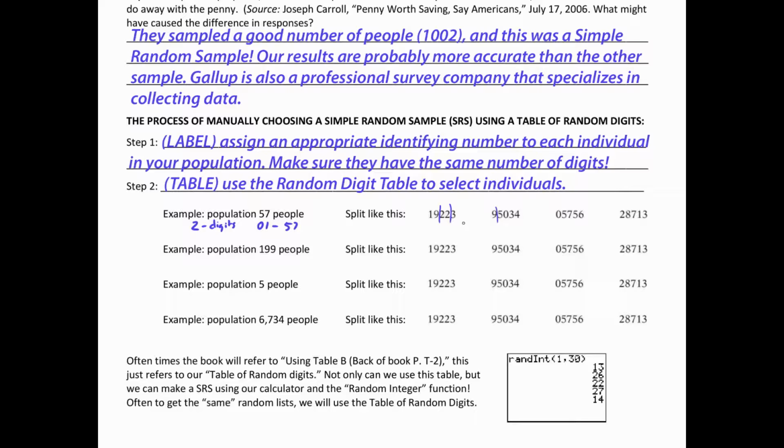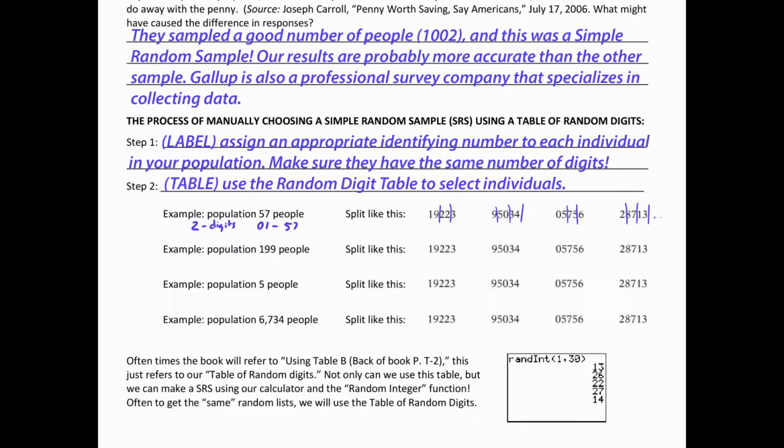And then I have to skip over here. 3 and 9 make 39. 50. 34 is the next 2-digit number. 05 would be 5. 75, 62, 87, 13, and I would keep on going.